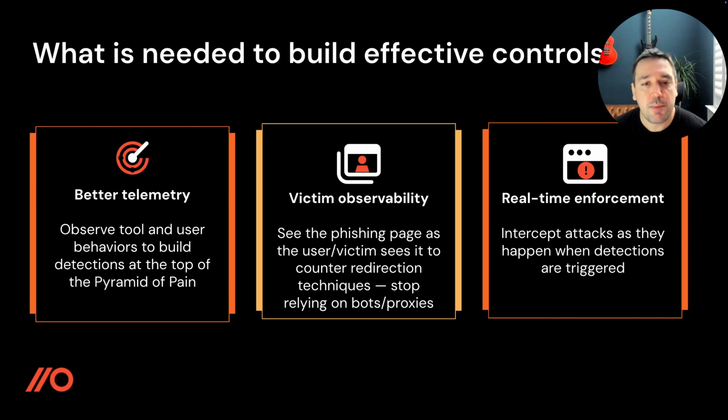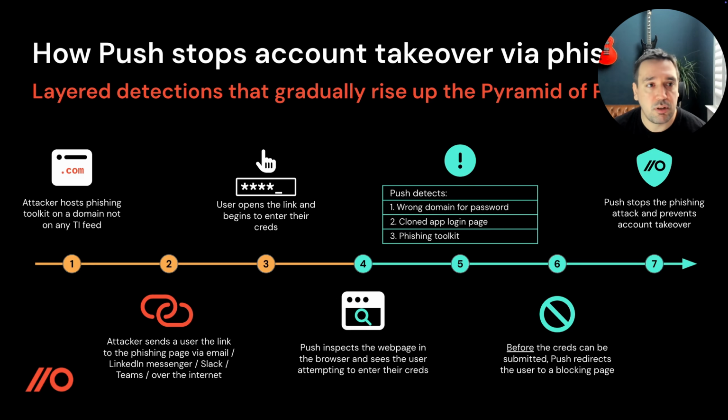It's better telemetry, it's being in the right place, like victim observability, to be able to observe exactly what's happened to the actual victims as they are phished, and then the ability to real-time enforce controls when we are sure about something being a phishing server to stop the attack where possible, and for less sure cases, firing off a detection and allowing our threat hunting teams to deal with that. So I'm going to just look very briefly at how our approach aligns with this.